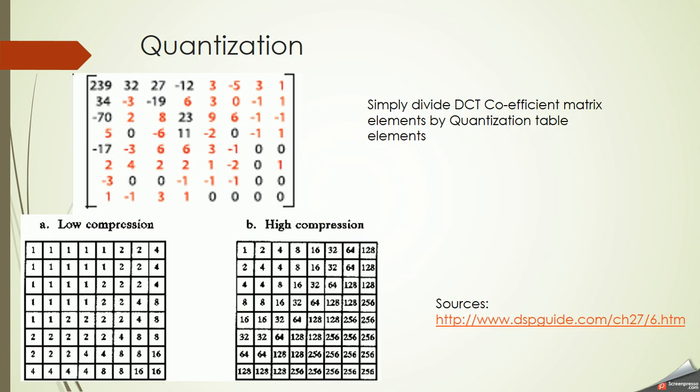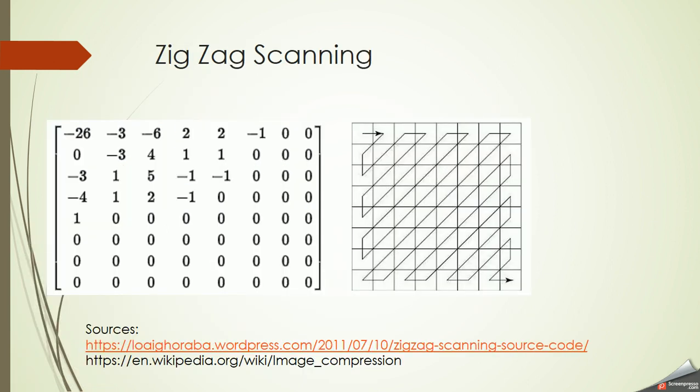What we then do is we quantize this block of DCT coefficients. We're going to divide the elements by the quantization table elements. For high compression, we're going to divide by bigger numbers, which will make it all smaller. For lower compression, we're going to divide by smaller numbers, which is going to keep them bigger than they would be if they were high compression.